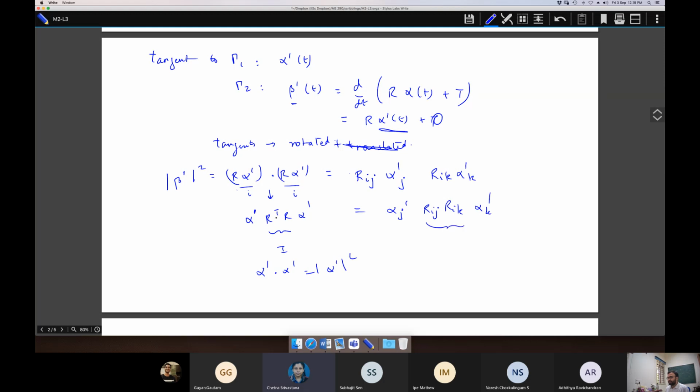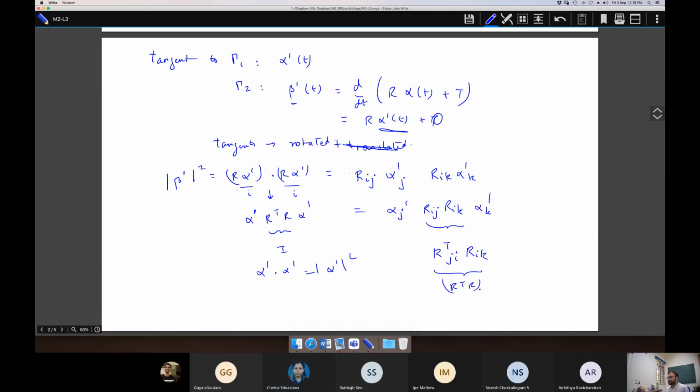Then you mimic the same calculation here. This is R transpose_ji R_ik, correct? Yes, sir. This is simply R transpose R's jkth component. Agreed? Yes, sir. And this is therefore delta_jk. And so you get alpha_j prime alpha_k prime delta_jk, correct? So this is simply alpha_j prime alpha_j prime, right? So that is why you get alpha prime dot alpha prime.